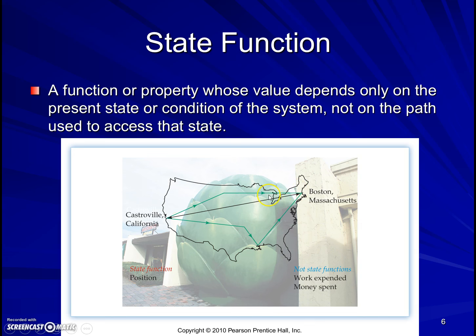However, the amount of energy it took or time it took to get there is not a state function. It depends on what path we traveled. This way, by way of New Orleans, and then up this way and then across, is a different amount of time and mileage than going this more direct route. And so money spent or work expended or gasoline burned are not state functions, but how far you are from home is a state function.